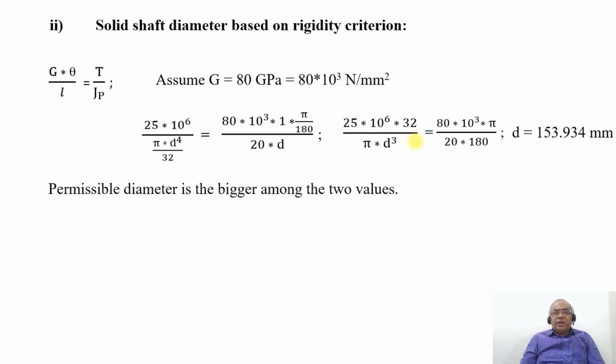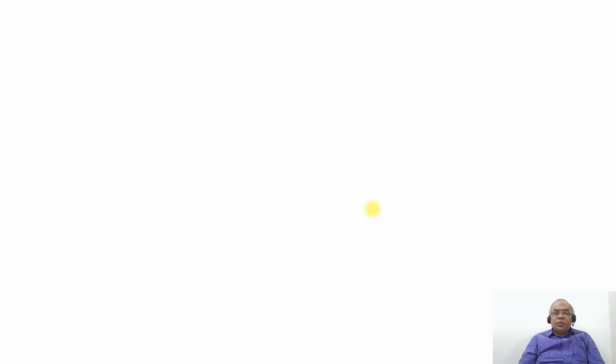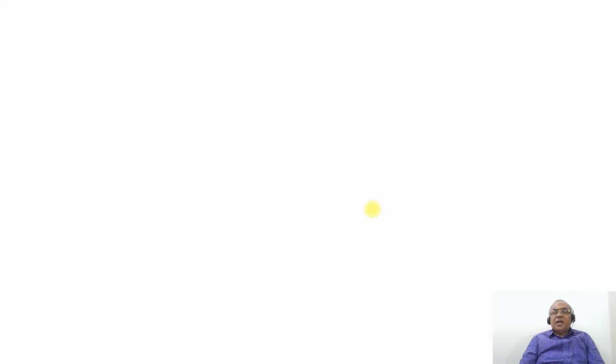So now we have the two diameters. One is based on the strength criterion and the other is based on the rigidity criterion. When you are comparing these two values, you have to consider the maximum diameter. So the permissible diameter is the bigger diameter among the two values. Therefore, the diameter of the solid shaft will be equal to 153.934 mm, which is the higher value. You can adopt that, which is approximately 154 mm. So this is how you will be able to calculate the diameter of the solid shaft. Thank you.